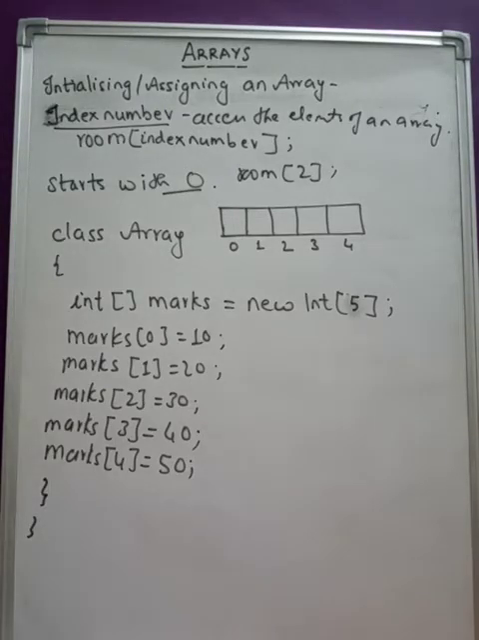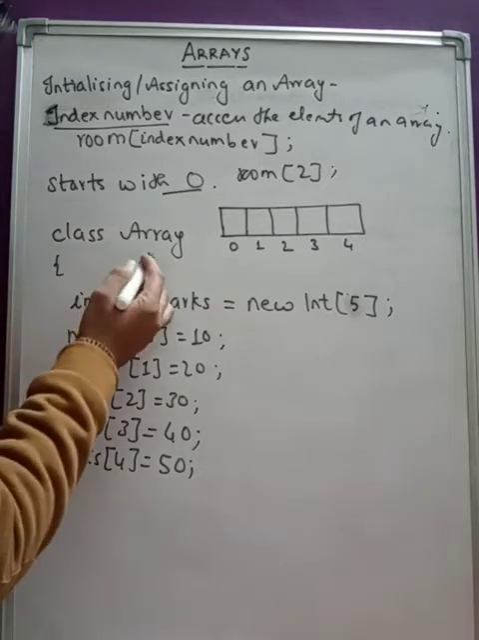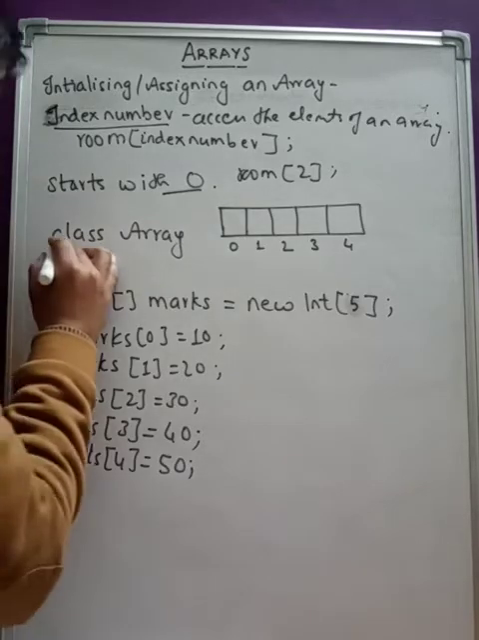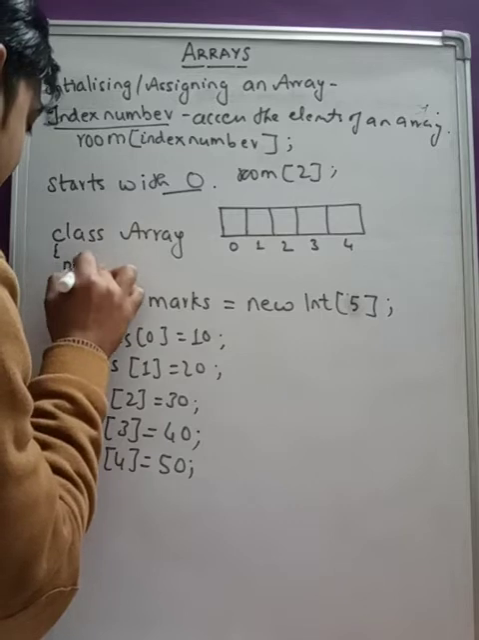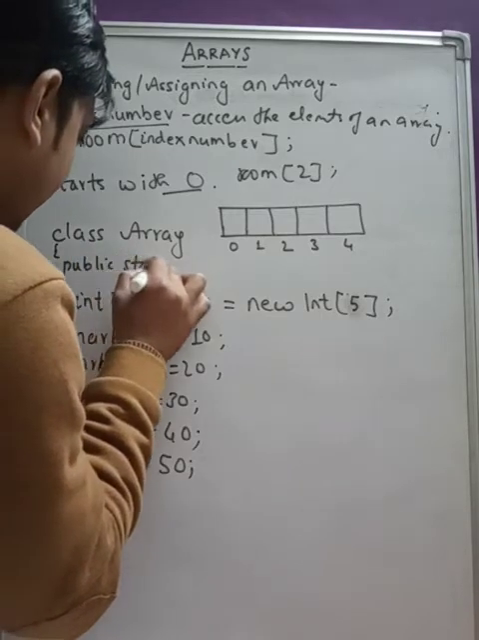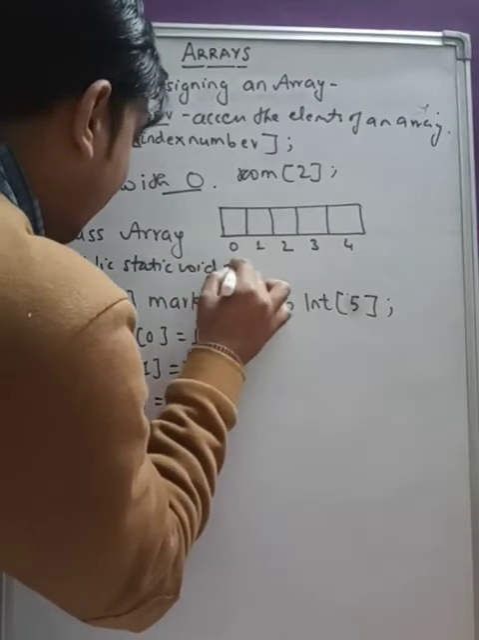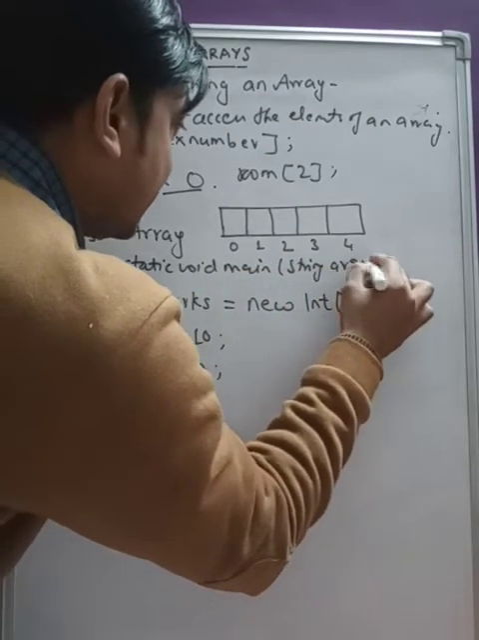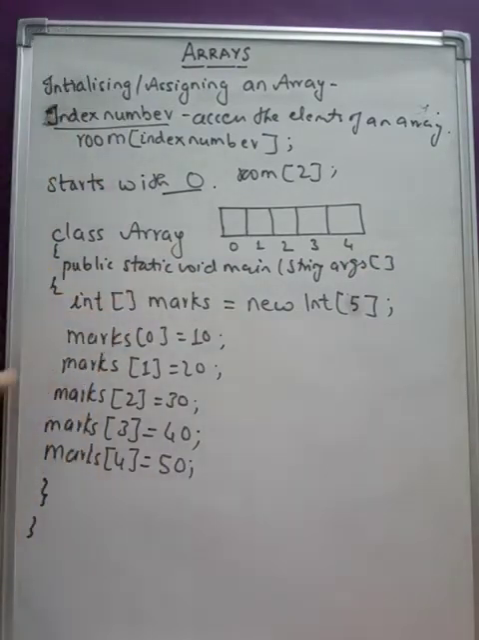Now let's see with an example how you use the index number to initialize or assign an array. Over here I have defined a class by the name array. First you have to declare the main function by writing public static void main, and in the bracket you write String args. Then this is followed by the bracket.